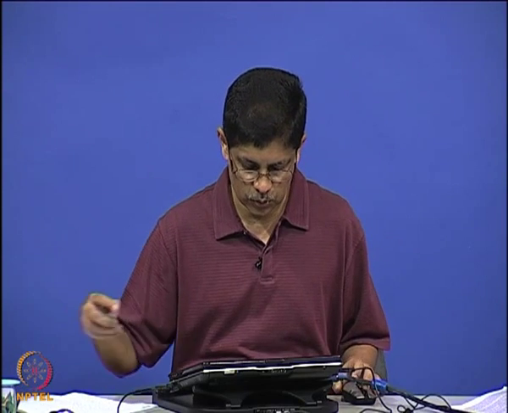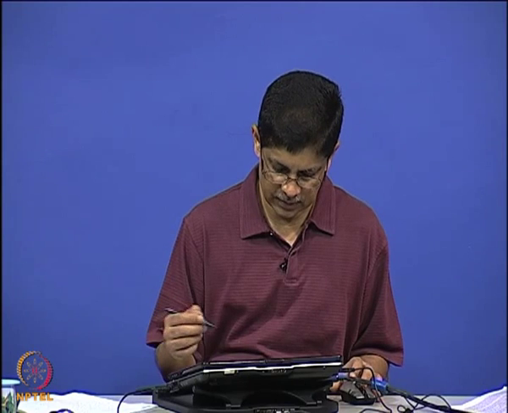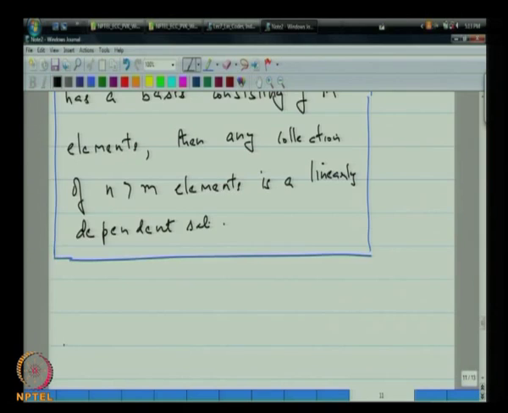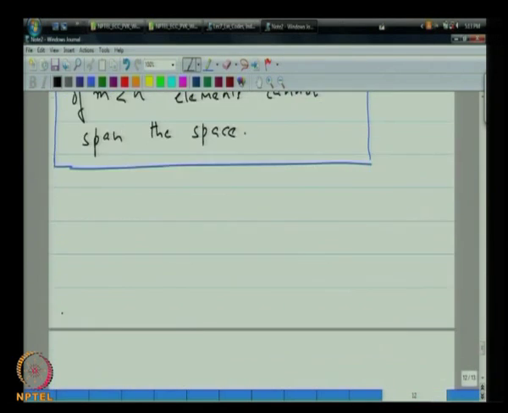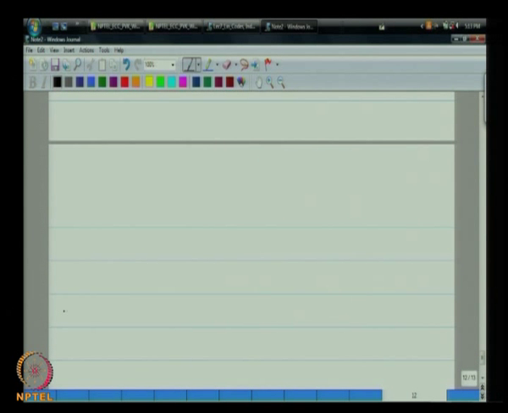Lemma 2 says that if you have a basis that consists of n elements and someone comes with a smaller number of elements, then without again examining them, you can say right away that this set cannot span the vector space. So I am going to skip the proof in both cases, and then I am just going to draw a conclusion from these two lemmas.